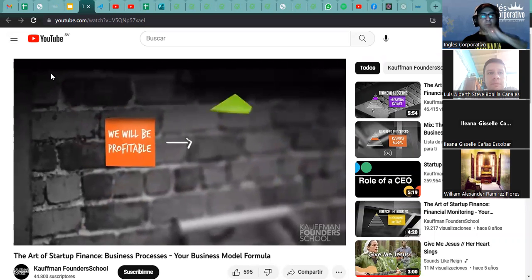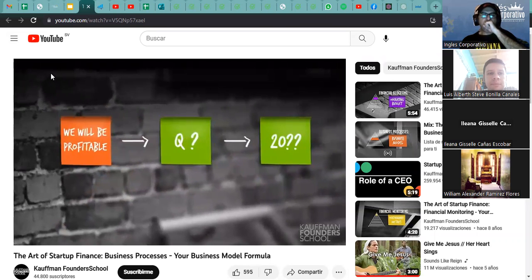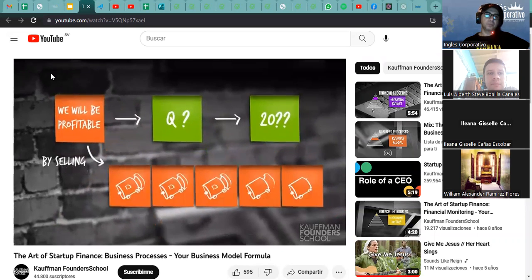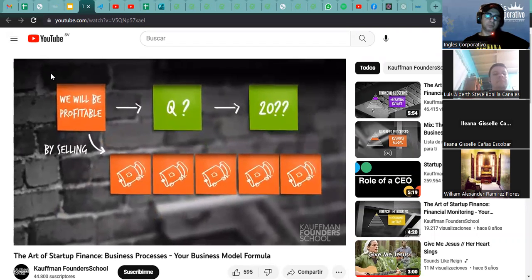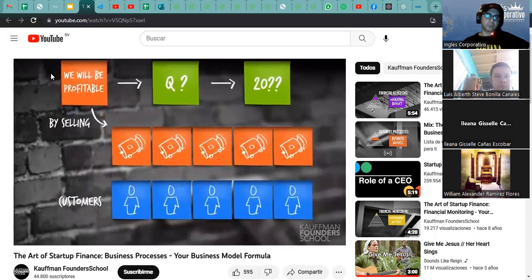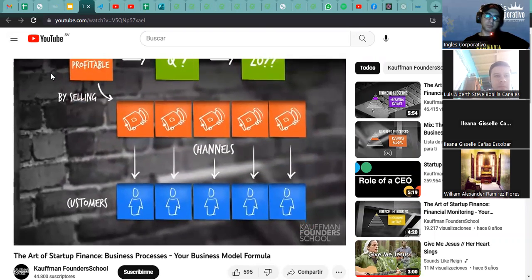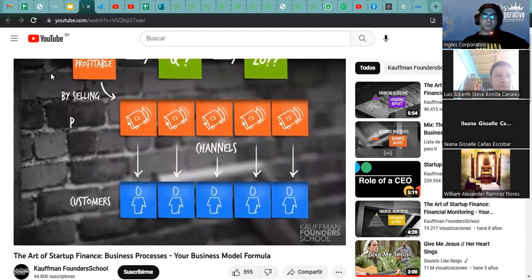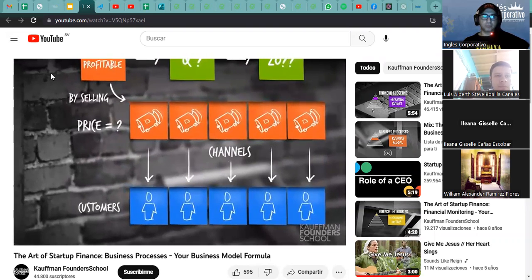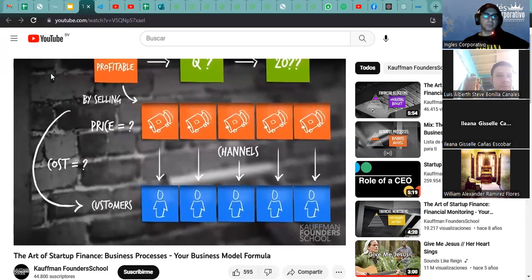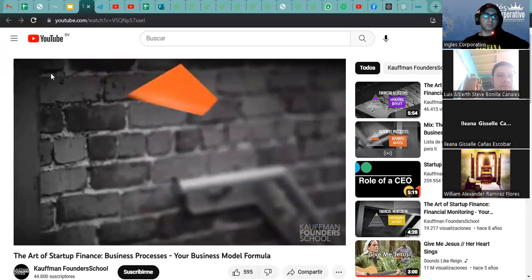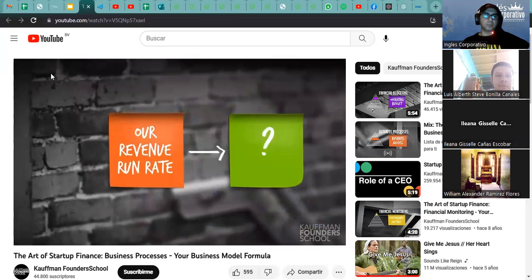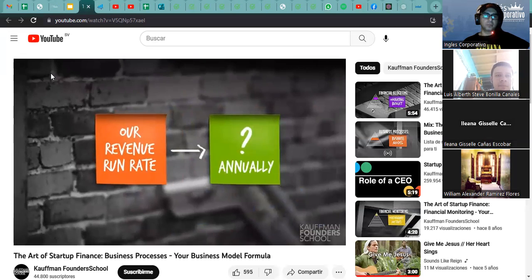We will become profitable in the nth quarter of 200X by selling so many systems or licenses or units or subscriptions, whatever it is you're selling, to so many customers. We're going to sell through these channels or partners, or we're going to sell directly at a price of X per system or license or customer or unit, with a cost of X dollars for each customer you acquire. At that point, our revenue run rate will be X million dollars on an annualized basis.